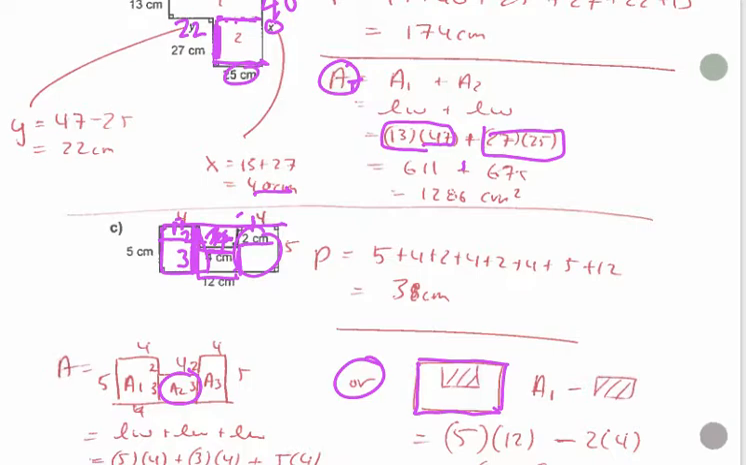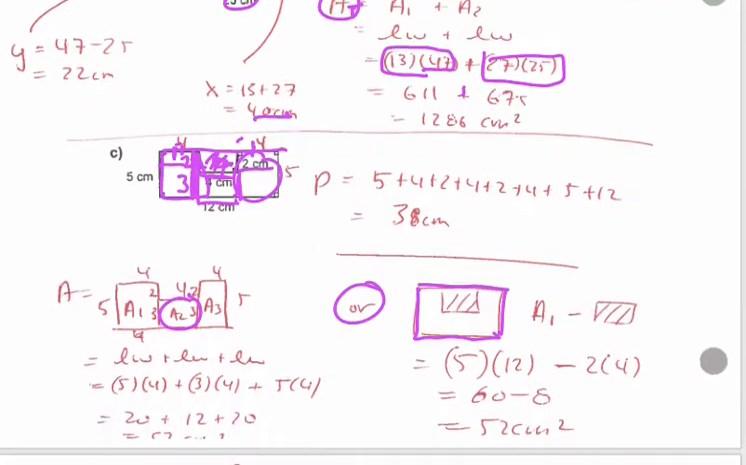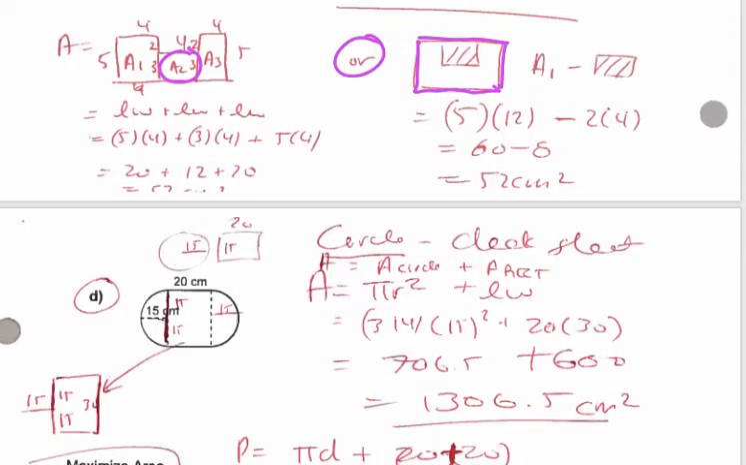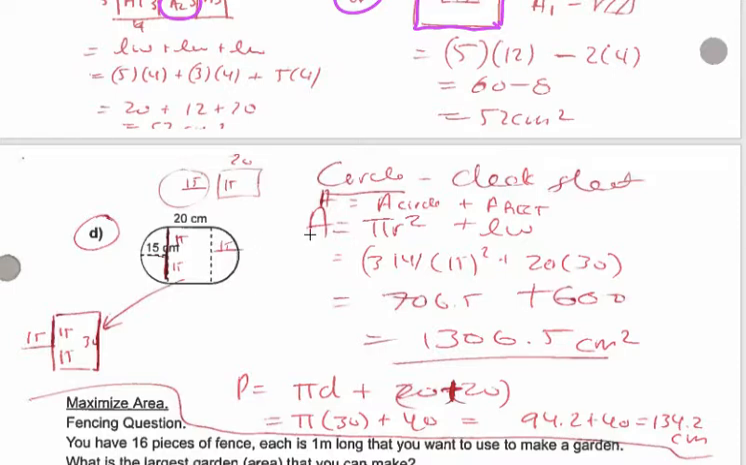Okay, so those are all rectangles. You add them together, and my answer got chopped out, but it's 52. You get circles involved too. So when you have a circle, you have to have two major equations here.